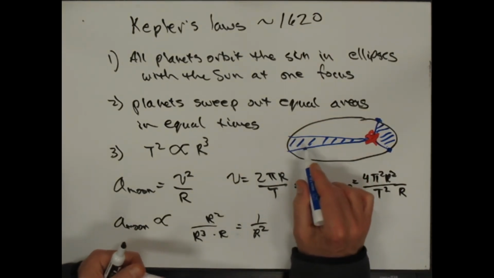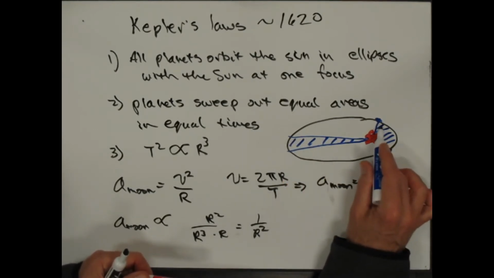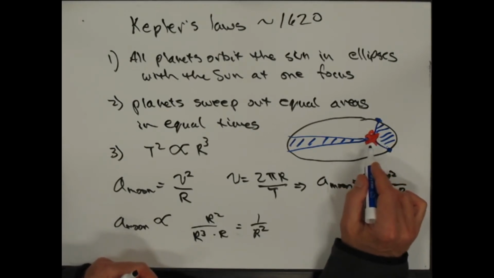And so we would call this conservation of angular momentum. When it's far away, it's moving slower. When it's in closer, it's moving faster. And we'll derive this in not too long.